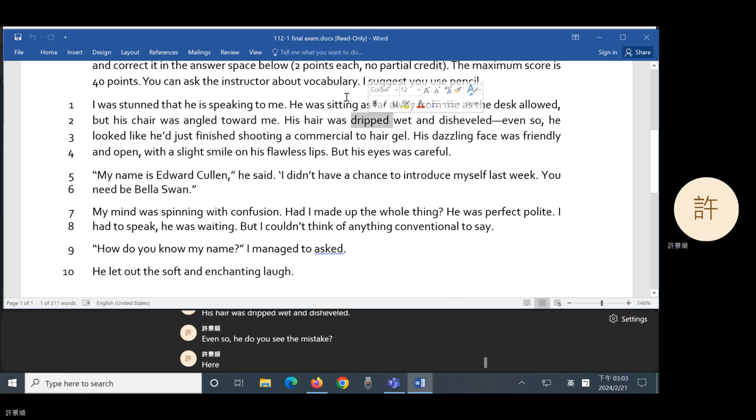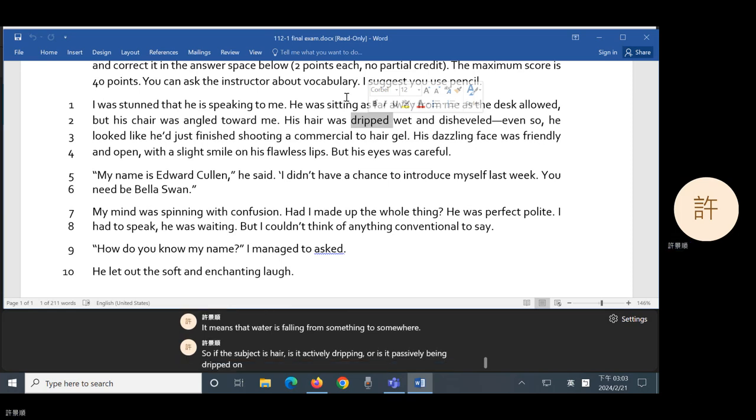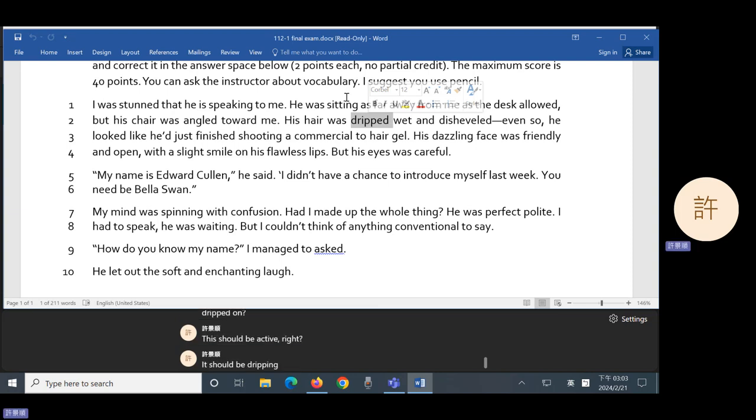Here. What is the subject of, okay, so the verb drip, right? It means that water is falling from something to somewhere. So if the subject is hair, is it actively dripping or is it passively being dripped on? This should be active, right? It should be dripping. Dripping wet. Disheveled just means messy.